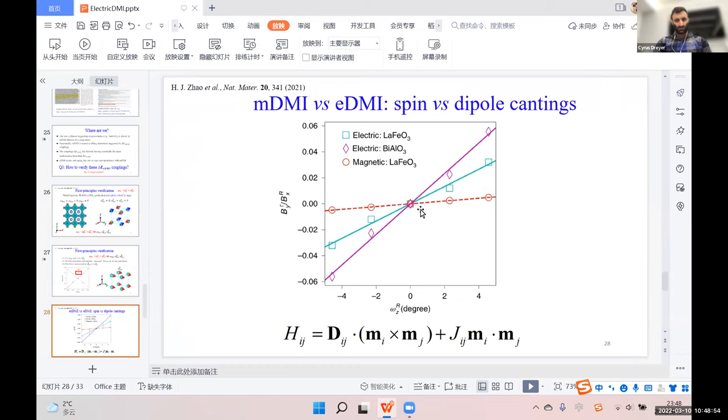Typically, from this you can see, you cannot directly compare the D_ij for electric or for magnetic, because the units are not the same. The D_ij for electric is electron volt per angstrom squared, while for magnetism it is electron volt per magneton squared. So you cannot compare these two, but you can compare D over J, which can be measured by the canting.